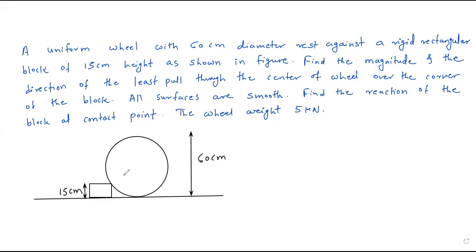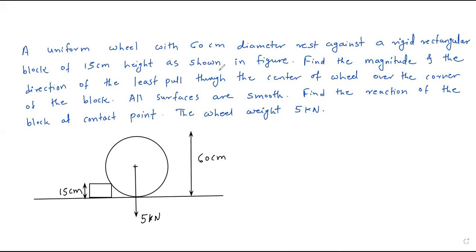Okay, and now somewhere here the CG of this will be there. And now what is the weight? So the weight of 5 kilonewton is acting. This is the weight of 5 kilonewton, which I have shown over here. Then they have told you to calculate the least pull.